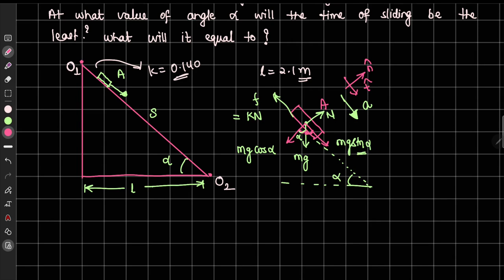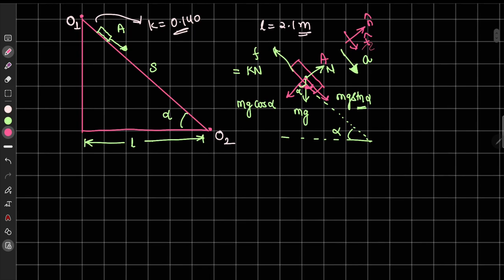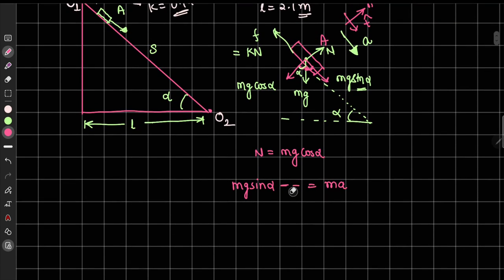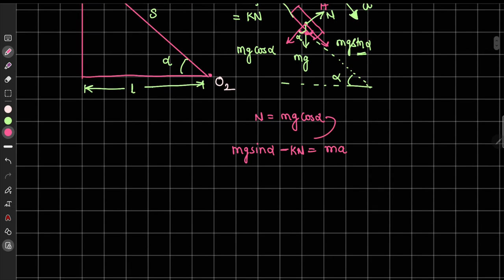Now let us balance the force in the normal direction, as there is no acceleration in the normal direction. So we can write N is equal to mg cos alpha, and if we write the force equation in the tangential direction, then we can write it as mg sin alpha minus friction force is equal to mass into acceleration, and friction force we can write as k into N, and N we have found out here, that is mg cos alpha. So let us substitute it here.